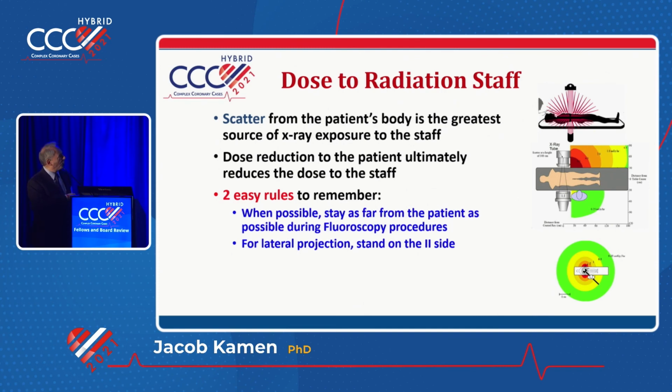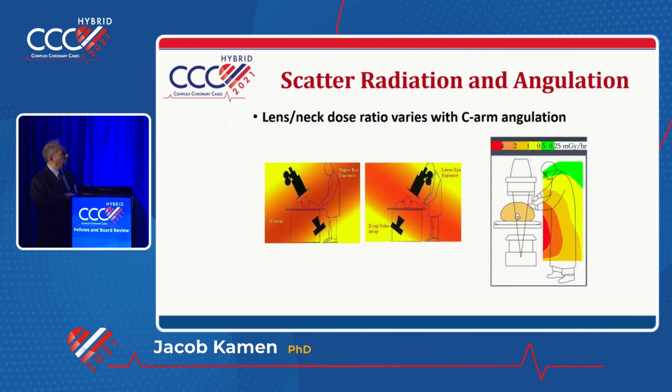Scatter is the most important subject for you. Dose reduction: reduce the patient dose, reduce the dose to you. 2 easy rules. When possible, stay as far as you can from the fluoro, but sometimes it's not possible. For lateral projection, stand on the II side. Make sense to you? If you don't, I'll show it to you.